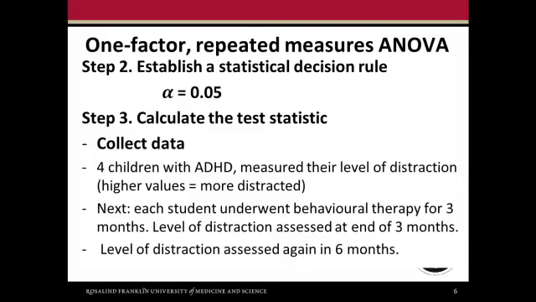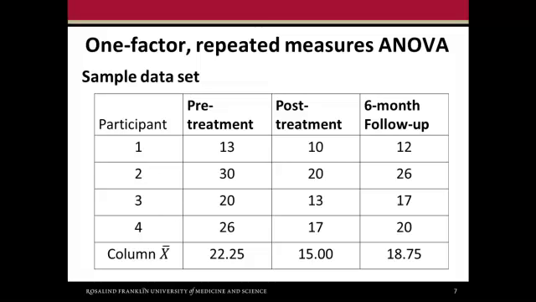So we need to keep track of our individuals that we're following. And here's our sample data set. We have pre-treatment, post-treatment, and a 6-month follow-up. Keep in mind that higher levels mean more distraction here. The bottom row is just the means for the different columns.